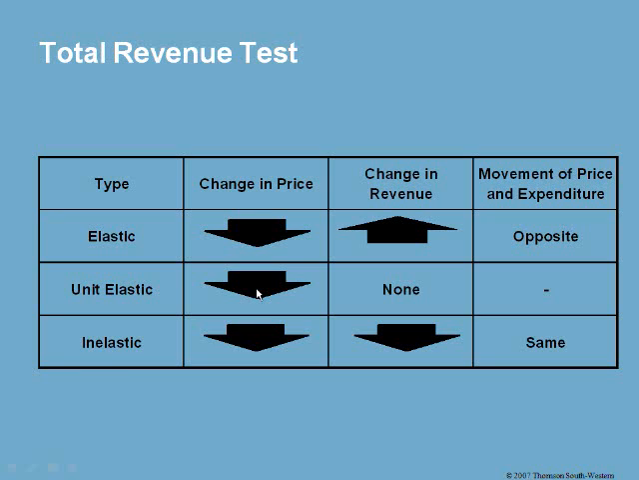And that really gets at the heart of where the total revenue test is useful for us. What it tells us essentially is if our good is elastic, we can increase our revenue by cutting the price. And if our good is inelastic, we could increase our revenue by raising our price.